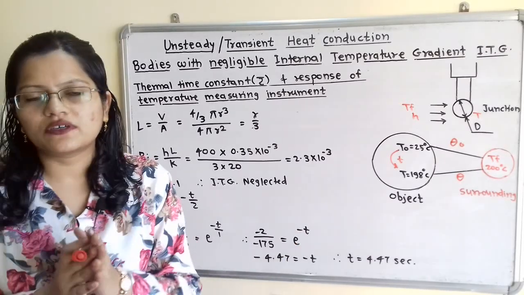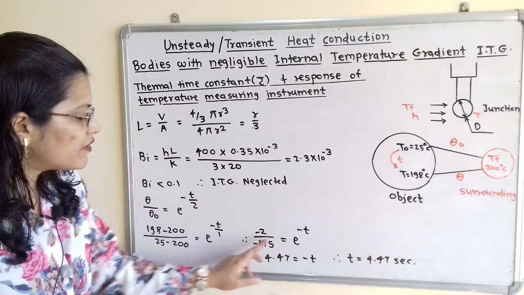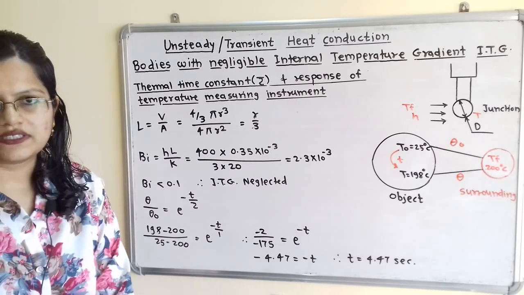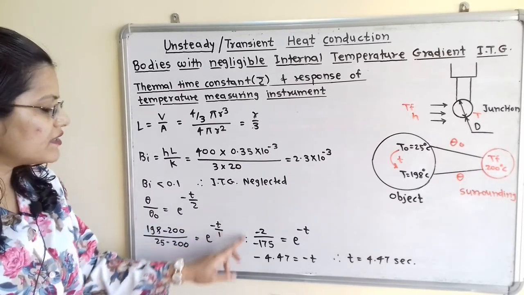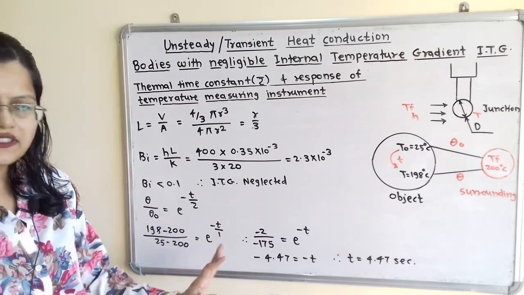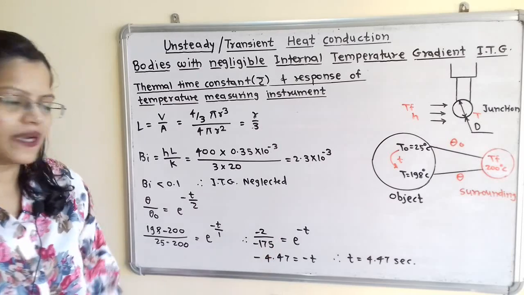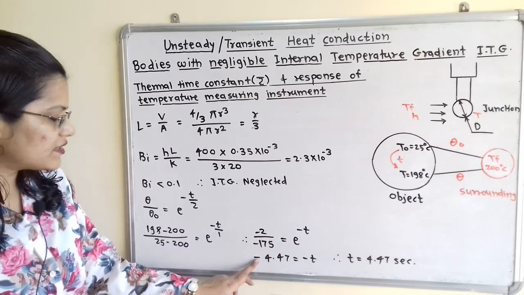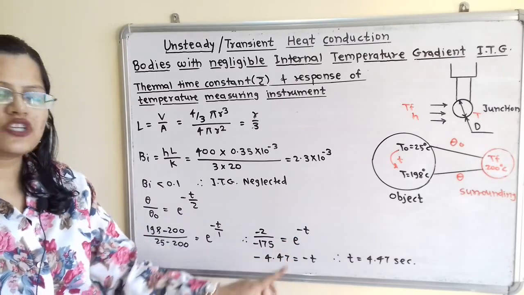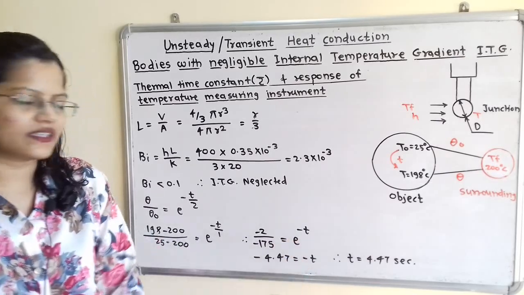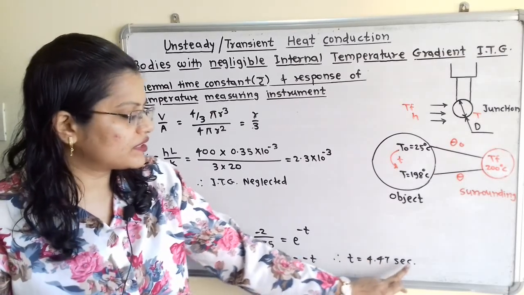Now if we observe the calculator, here we will take the inverse of e on both sides. The inverse of e is ln, so we will take ln in the bracket. This minus minus is getting cancelled. So ln in the bracket 2 divided by 175, bracket complete. Its answer is minus 4.47. And here the e inverse and e also get cancelled, and we will write here minus t. So t is equal to 4.47 seconds.